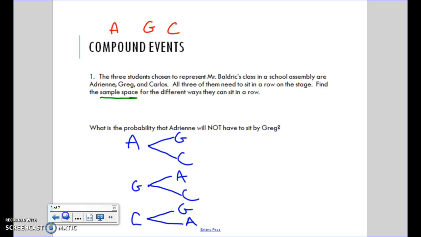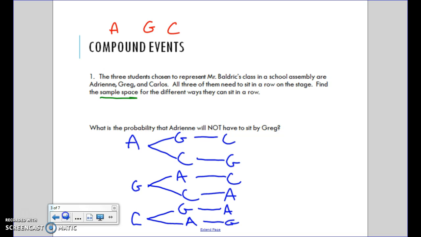So if it goes Adrienne, Greg, then the last person would have to be Carlos. If it goes Adrienne, Carlos, the last person would have to be Greg. Greg, Adrienne, the last choice would be Carlos. Greg, Carlos, Adrienne would have to be last. Carlos, Greg, Adrienne would have to be last, or Carlos, Adrienne, then Greg would have to be last. And so this is called a tree diagram. It's just a mapping of the ways that things could happen.